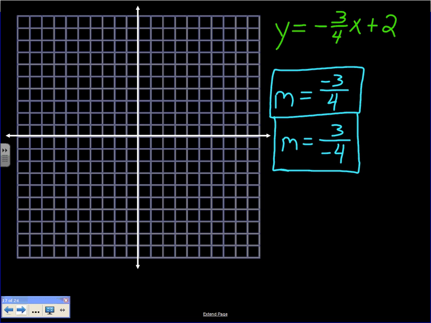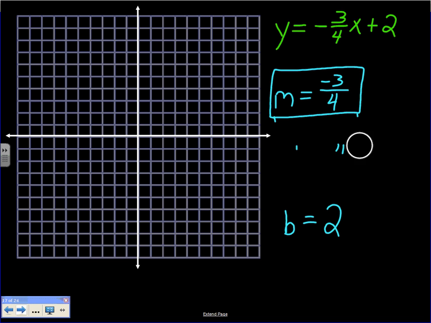So if you have a negative sign outside of your slope, it goes with one of the numbers in your slope. It does not go with both of them. It only goes with one of them. And the y-intercept is a +2. Let me erase one of these so you know which one I'm using here.